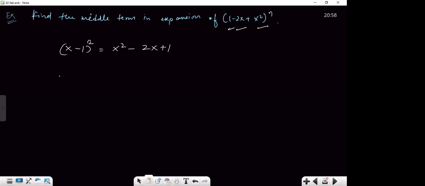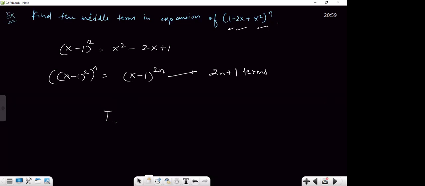1 minus 2x plus x square. Okay, so here (x minus 1) whole square raised to power n. So we may write the binomial expansion as (x minus 1) raised to power 2n. Now, n here is 2n, so there will be total 2n plus 1 terms, an odd number of terms. So if there are an odd number of terms, then there will be only one middle term.